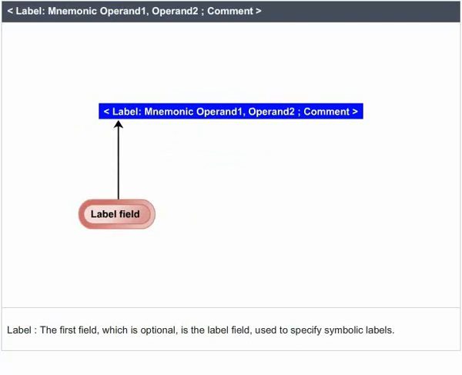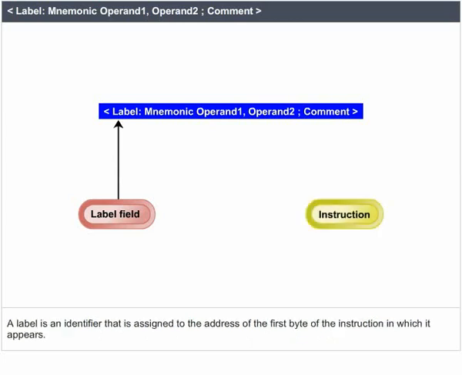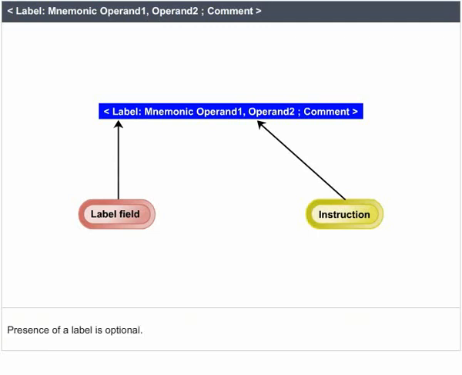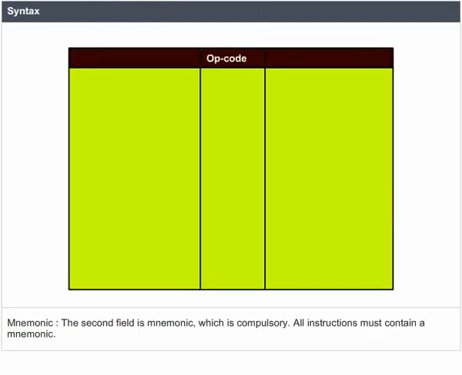Label. The first field, which is optional, is the label field, used to specify symbolic labels. A label is an identifier that is assigned to the address of the first byte of the instruction in which it appears. The presence of a label is optional. Mnemonic. The second field is the mnemonic, which is compulsory. All instructions must contain a mnemonic.